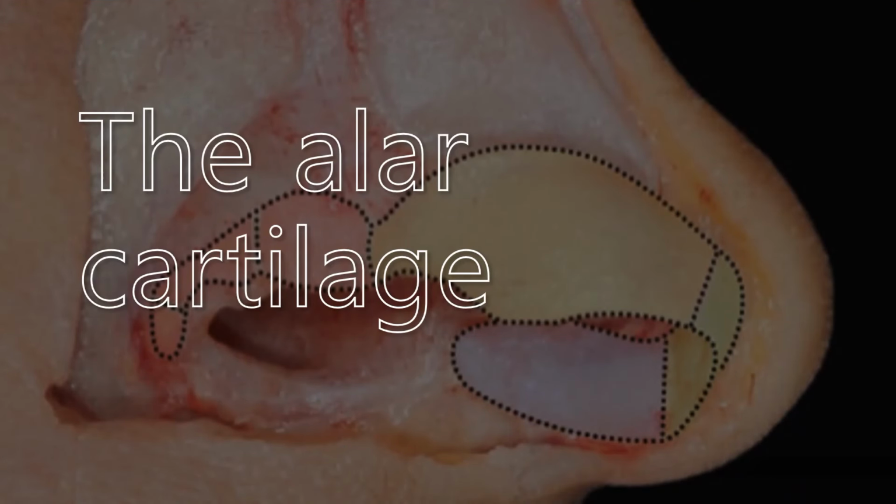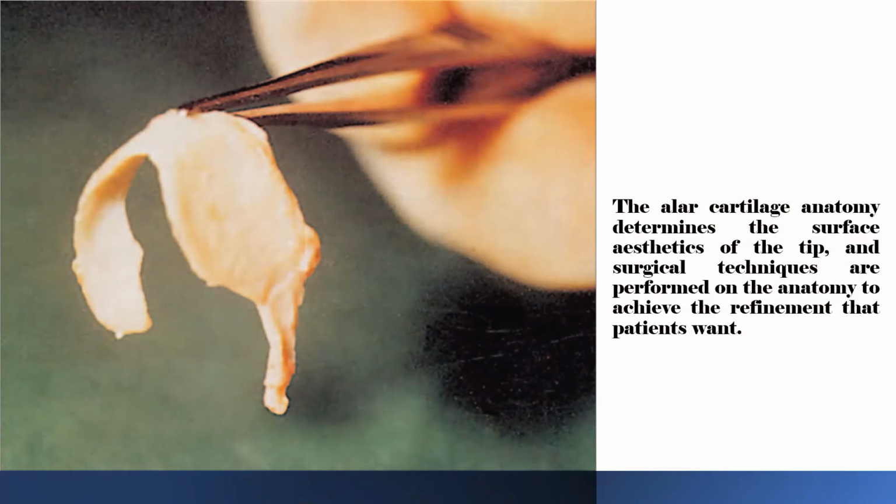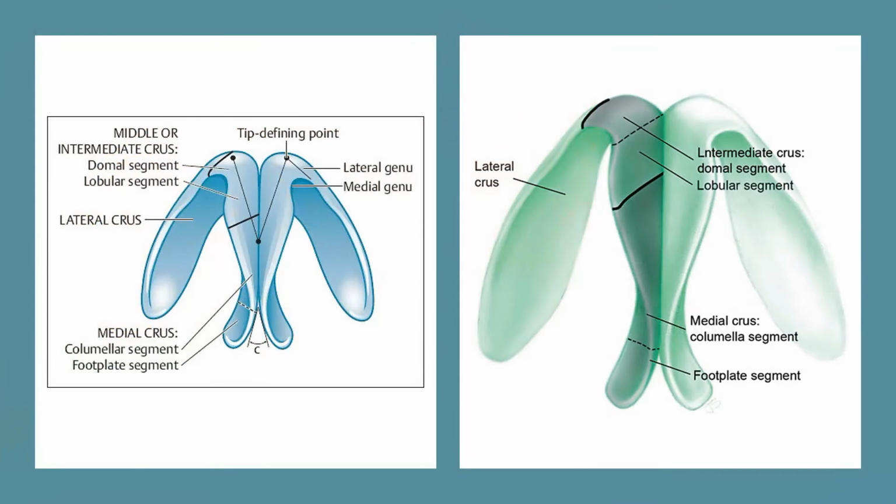The alar cartilage. The alar cartilage anatomy determines the surface aesthetics of the tip, and surgical techniques are performed on the anatomy to achieve the refinement that patients want. The alar cartilage is comprised of the medial, middle or intermediate, and lateral crura. They form two arches, with the medial crus converging in the midline and thus forming the columella, and the lateral crus supporting the lateral wall of the nasal vestibule.